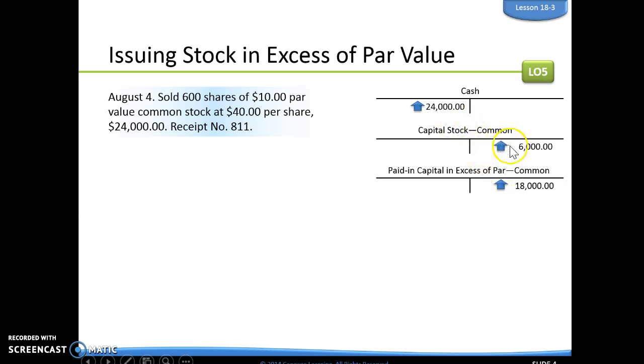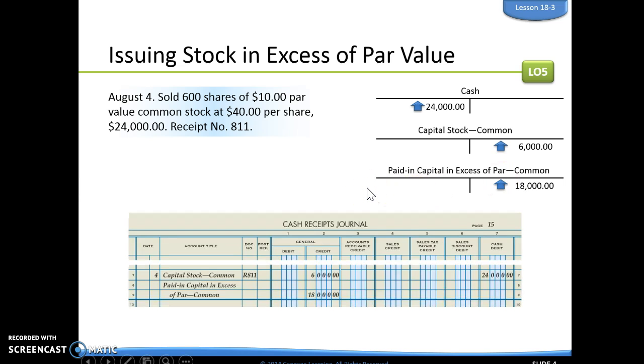Then the remaining, because if we were just to do that, our debits and credits don't equal, the remaining amount is going to be credited to this paid in capital in excess of par common. So this is just saying that we are making more money than what the capital stock common was actually par value worth.